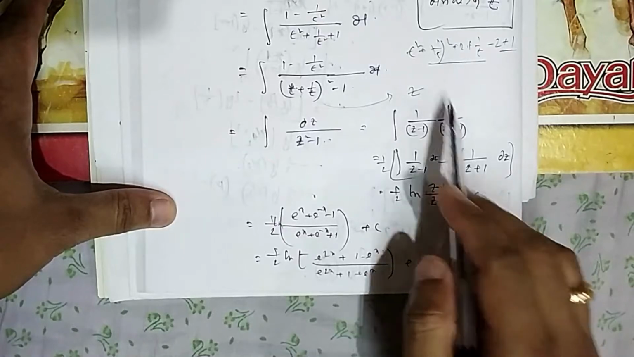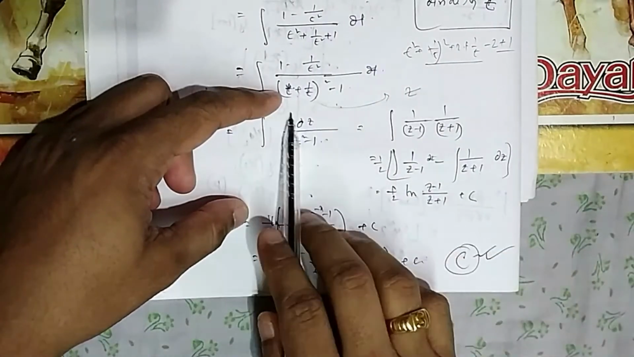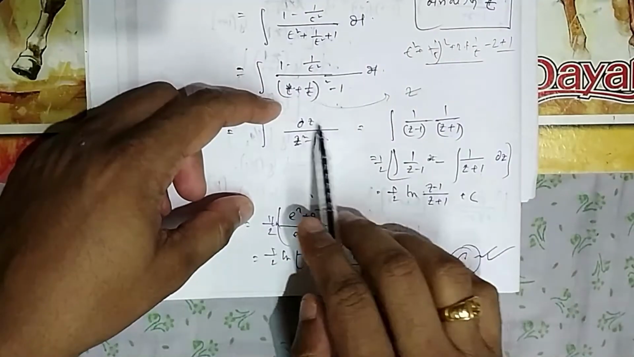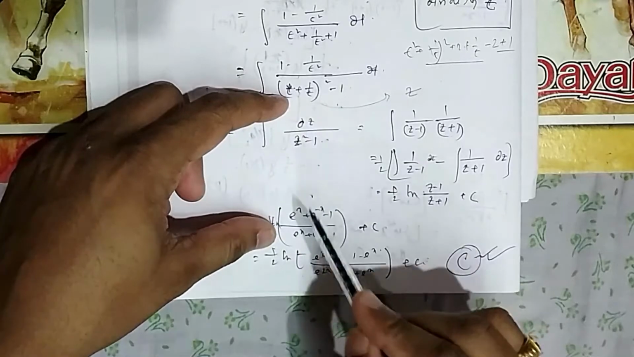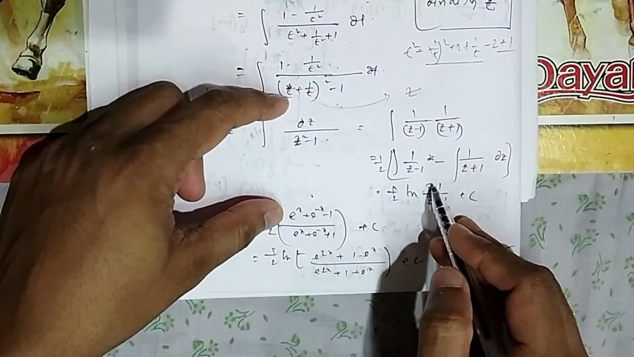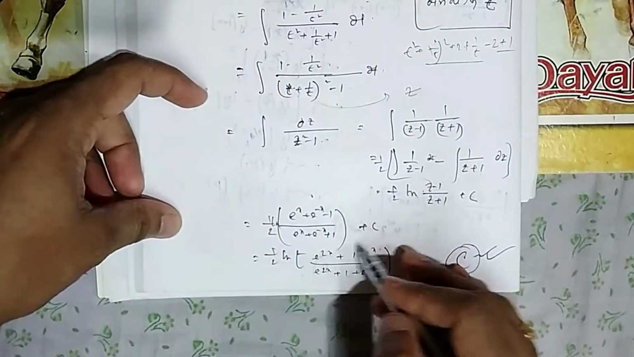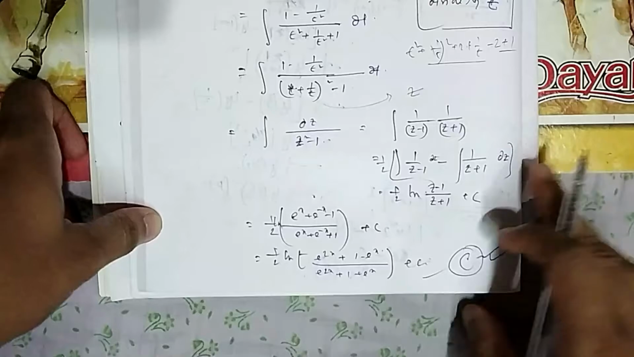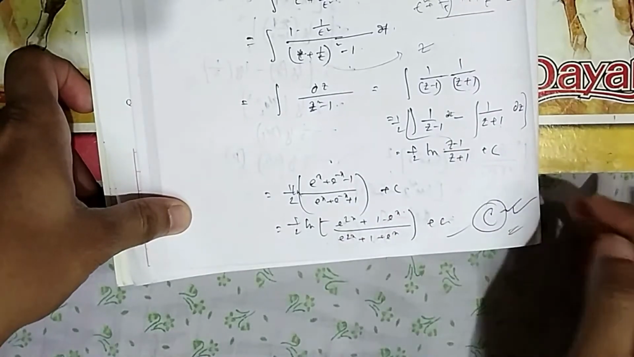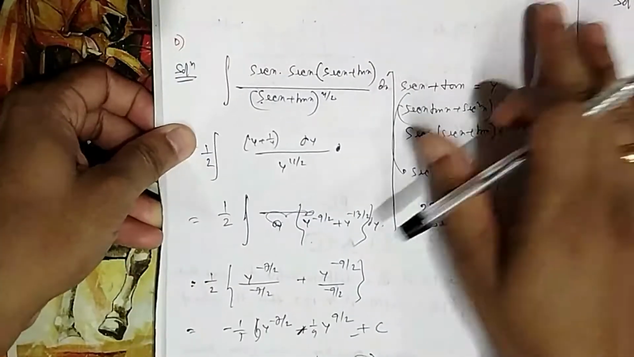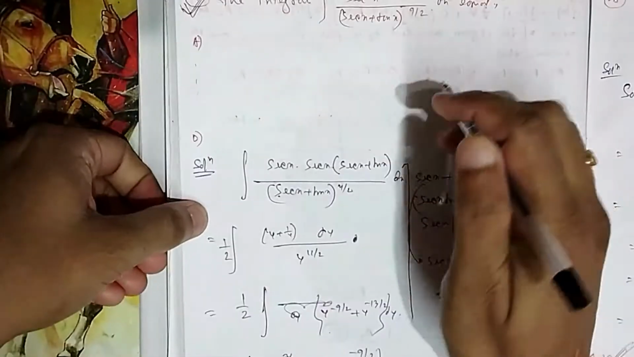Finally you put the value of z. What is z? z is equal to t plus 1 by t, and what is t plus 1 by t? It is e to the power x plus e to the power minus x. So you put all these values, first z to t, then t to e to the power x. Ultimately your answer will look like this. If you do LCM, it will be option C. Next, if you come to question number 27, the integral is this one.